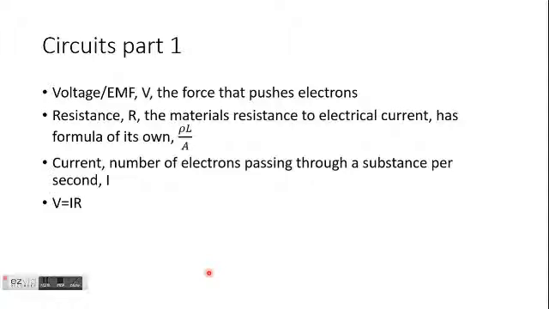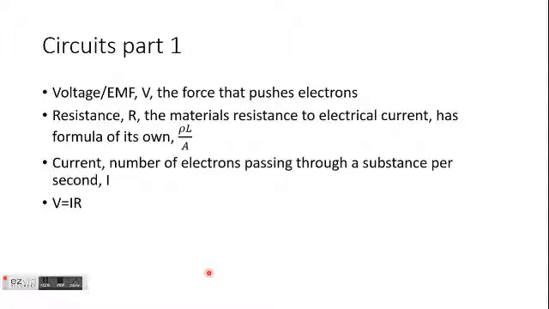Okay, so circuits. The three main things in circuits in terms of units are voltage, resistance, and current. Voltage, or the electromotive force, EMF, is represented by a V, and it's kind of the force that pushes the electrons along the circuit. Resistance, R, is the material's resistance to the electrical current. It has a formula of its own. You won't use it much in Physics 1, but it's there if you need it. It's rho L over A. So that's the length of the material over the cross-sectional area of the material.